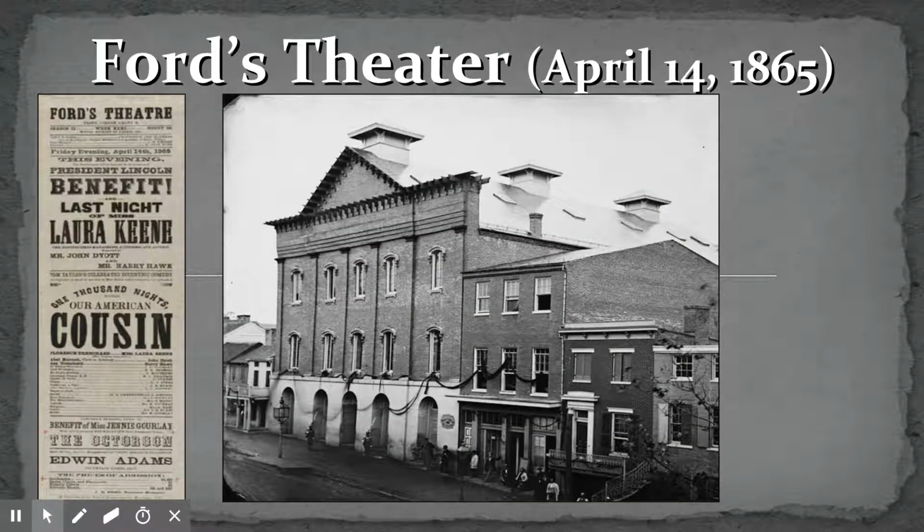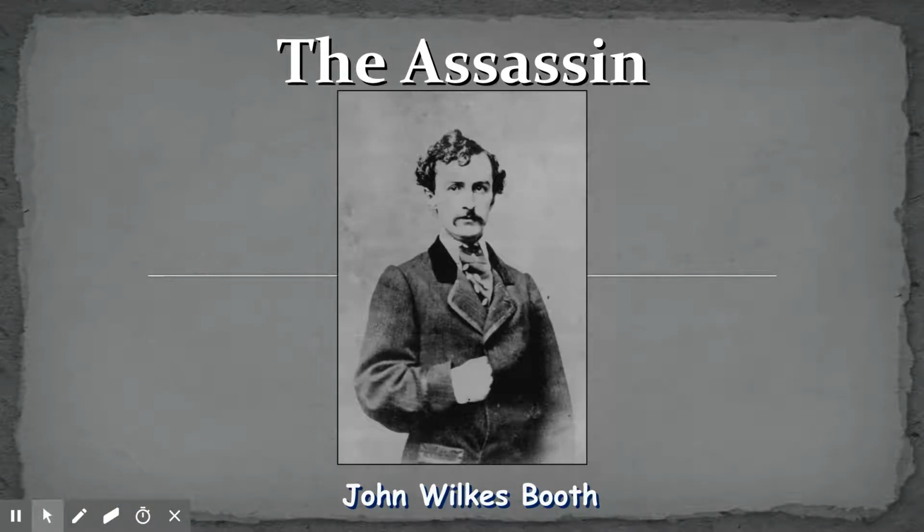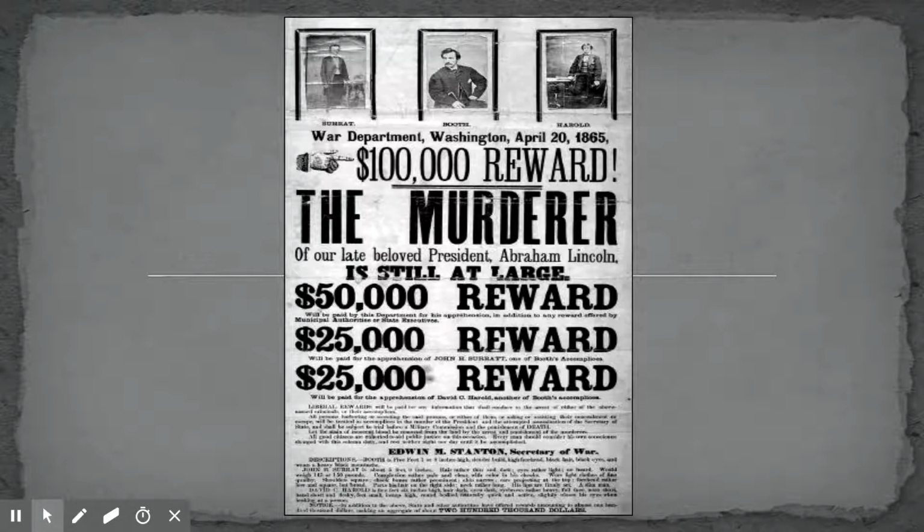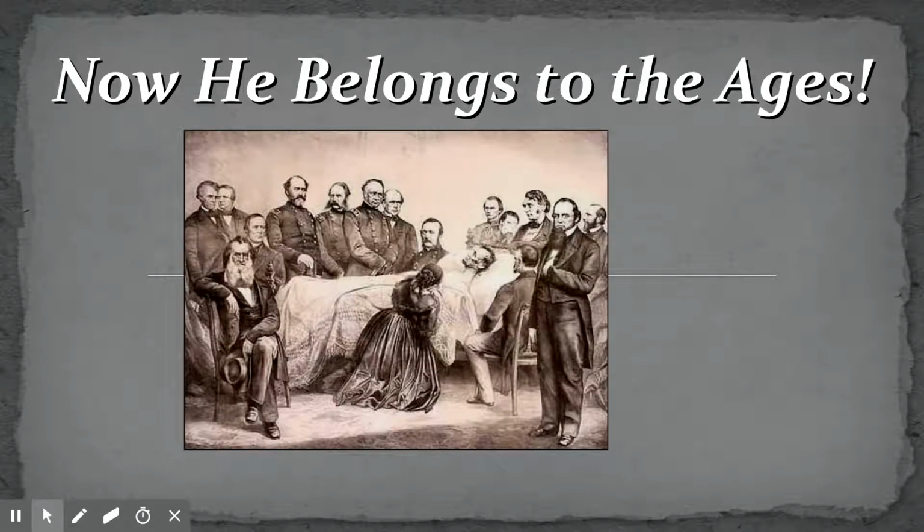So Lincoln's assassination will happen at Ford's Theater. The assassin is Mr. John Wilkes Booth, and this is something we'll go into more detail about in February. I actually have a little project for you on Thursday this week. Notice the reward. He did not act alone. There was actually a variety of conspirators involved in all this.